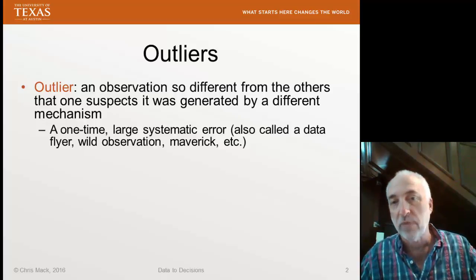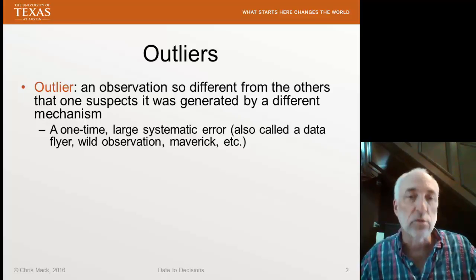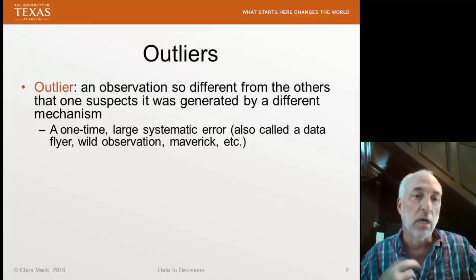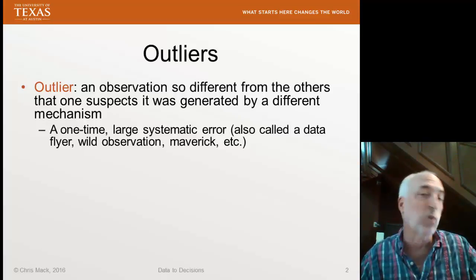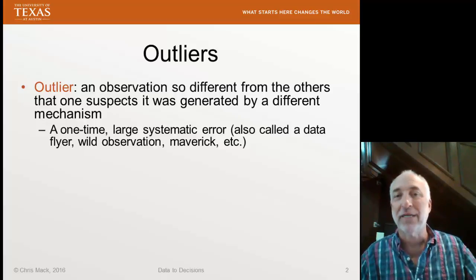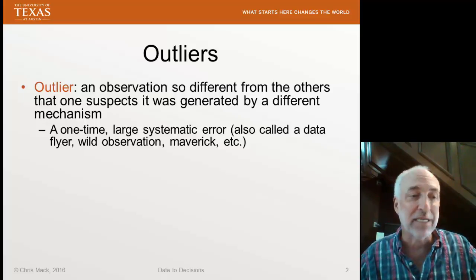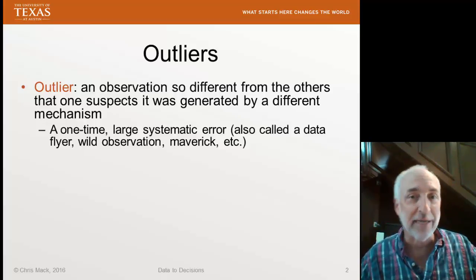We'll come back to that in a little bit, but this name outlier, which I'll use mostly, is also called a data flyer, wild observation, sometimes a maverick data point. Maverick meaning that maybe it's not necessarily bad, but just behaving badly.